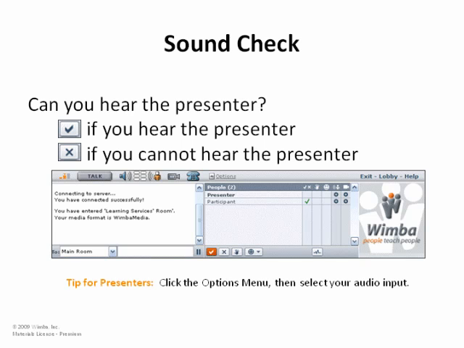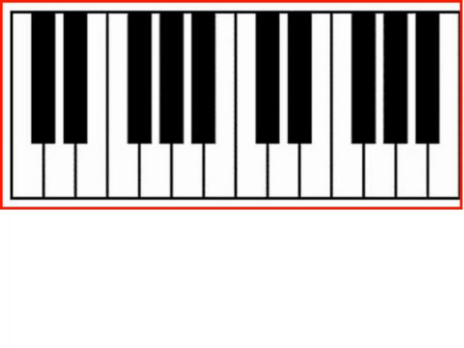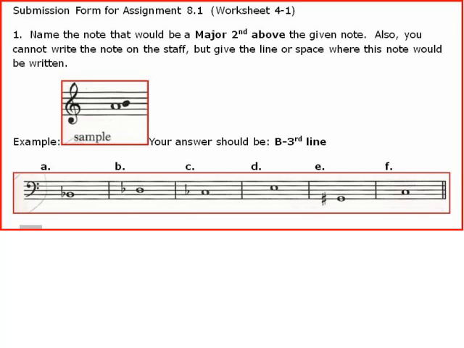Lesson 8 has to do with building intervals. And the interval is the distance between notes. What we're talking about, if we're looking at a keyboard, for example, from this note, which is a G, up to a C, that's the interval of a perfect fourth. So what we want to do is find out how to build a perfect fourth or a major second or whatever is asked. And it happens to be on assignment 8.1, number 1.